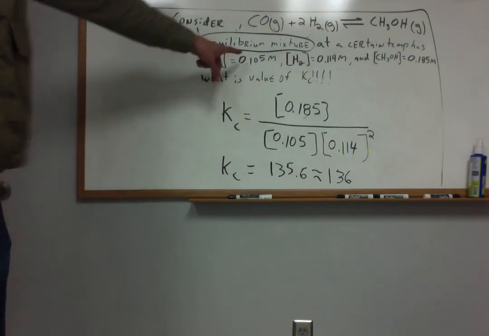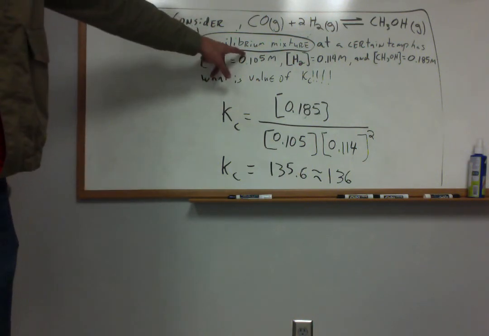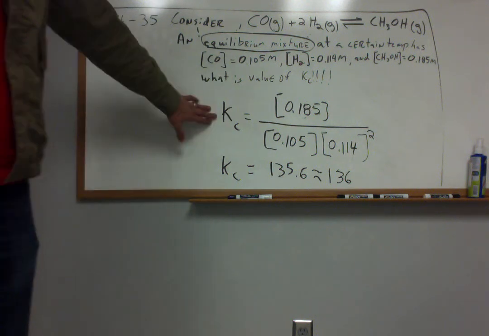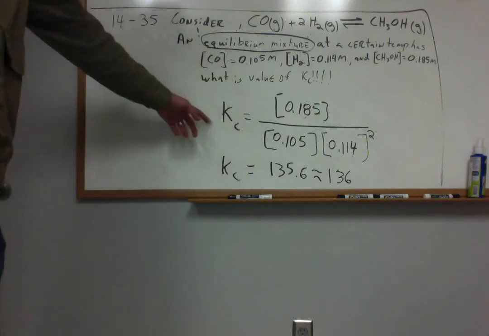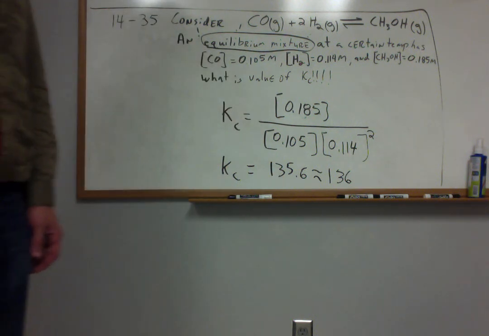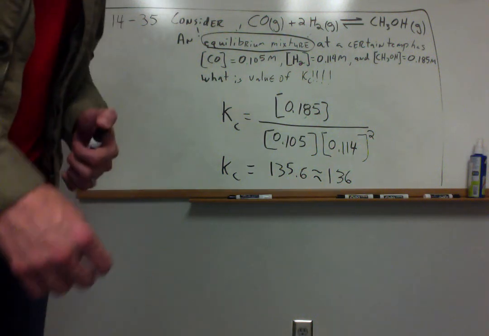So real straightforward. As long as we have equilibrium numbers for everything, boy, we are in business. We can go straight in, plug and chug. If you see a question like this on the exam, you should be pretty happy about it, right? That's an example of a pretty easy one. Everybody can do that.